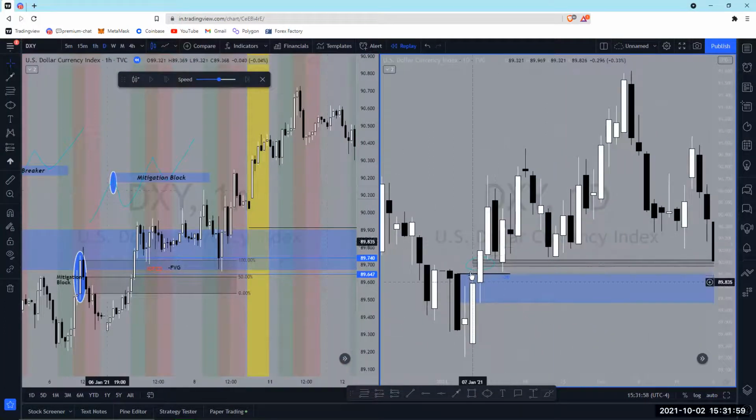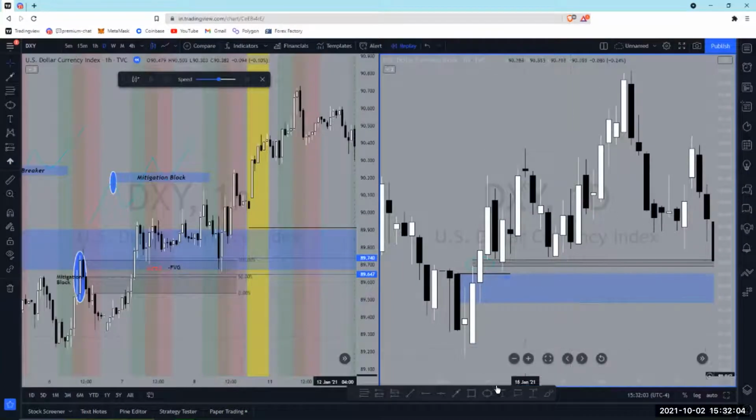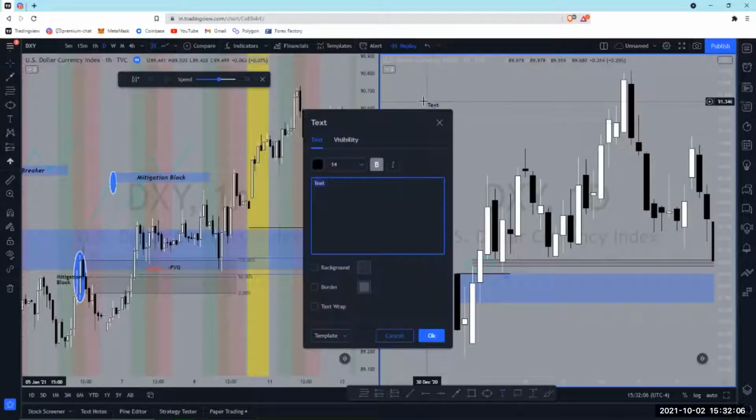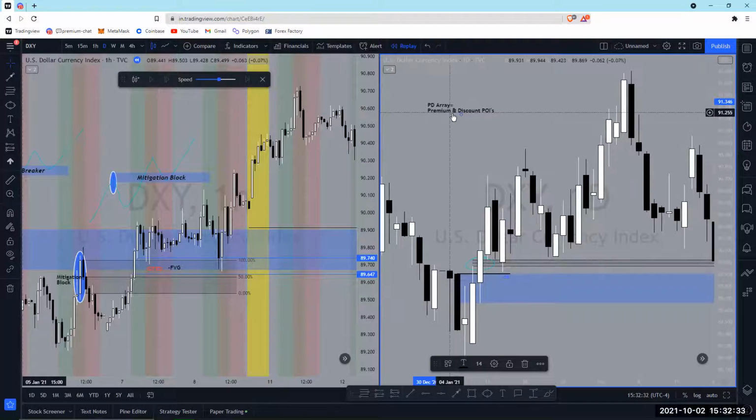And you always want to find your higher time frame PD arrays. What is a PD array? All right. A PD array is a premium and discount POIs. I know y'all know what POIs mean, points of interest. All right.